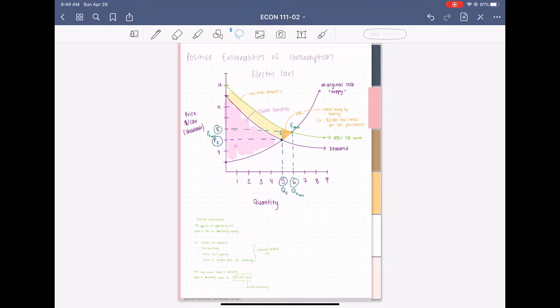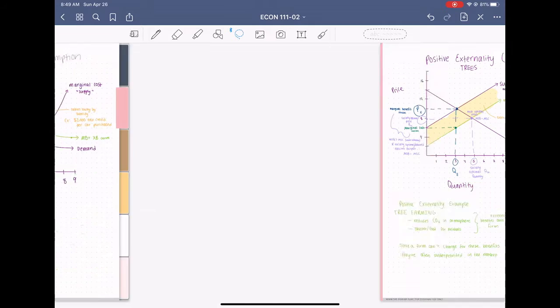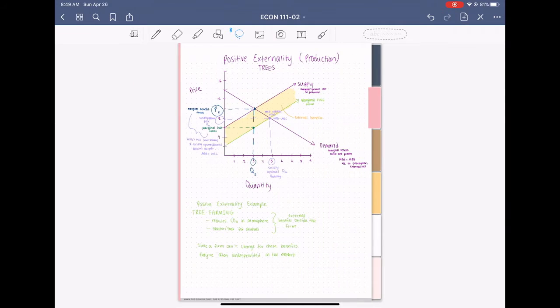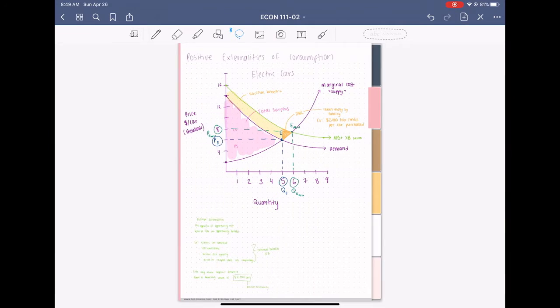Alright, so today we're going to be talking about positive externalities. There's two kinds, positive externalities of consumption and positive externalities of production. So we're going to start with consumption. Now, I know this graph looks a little bit intimidating to start, but we're going to break it down.